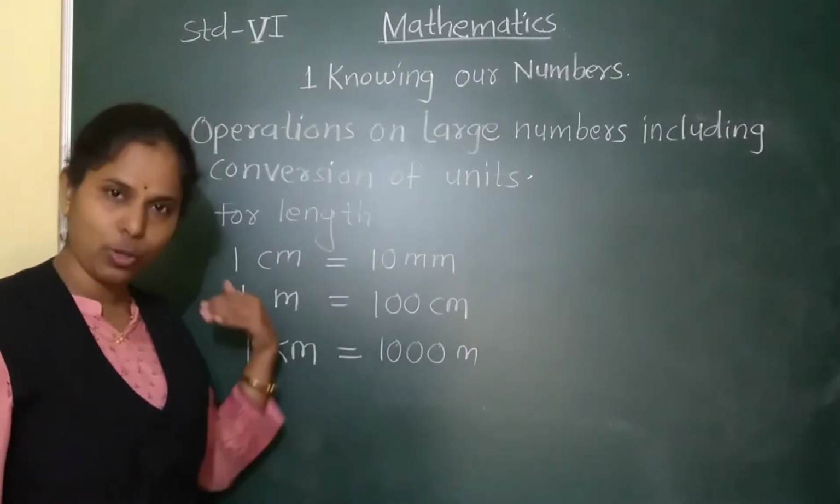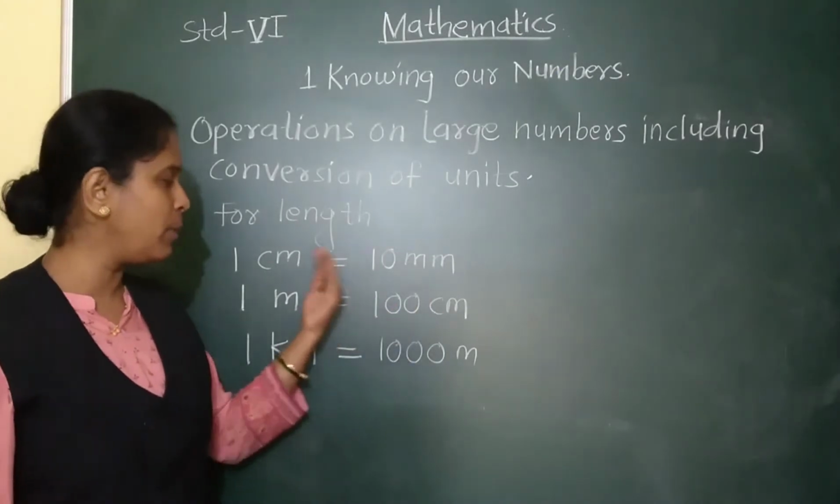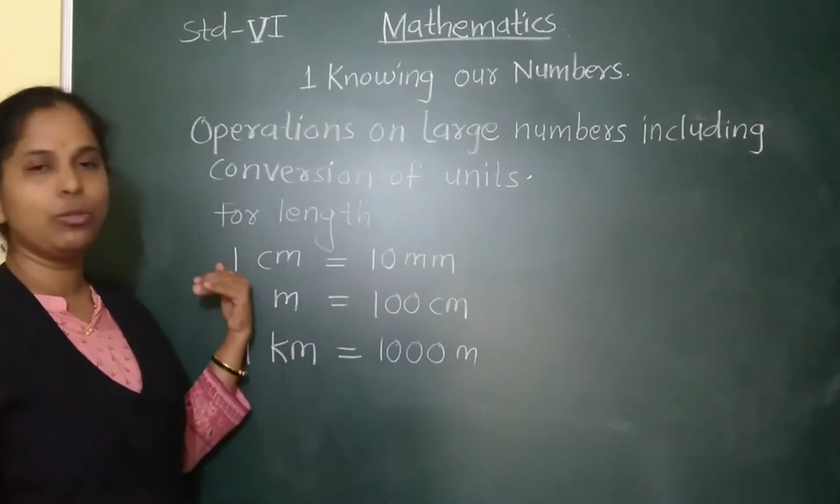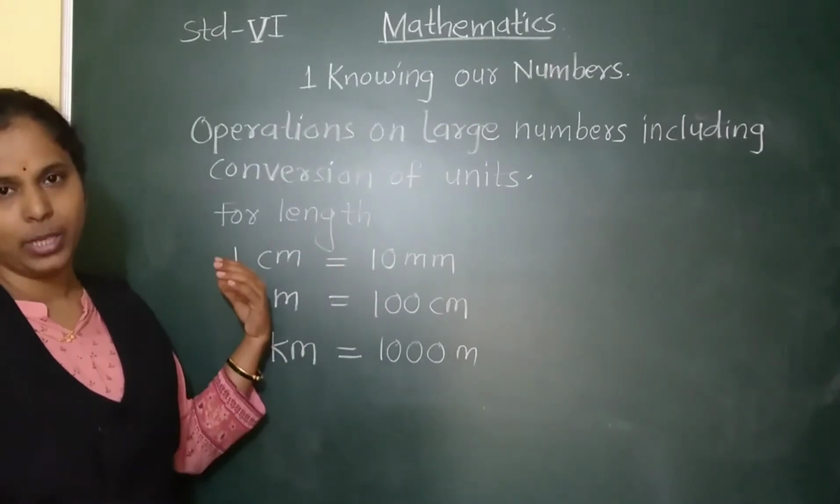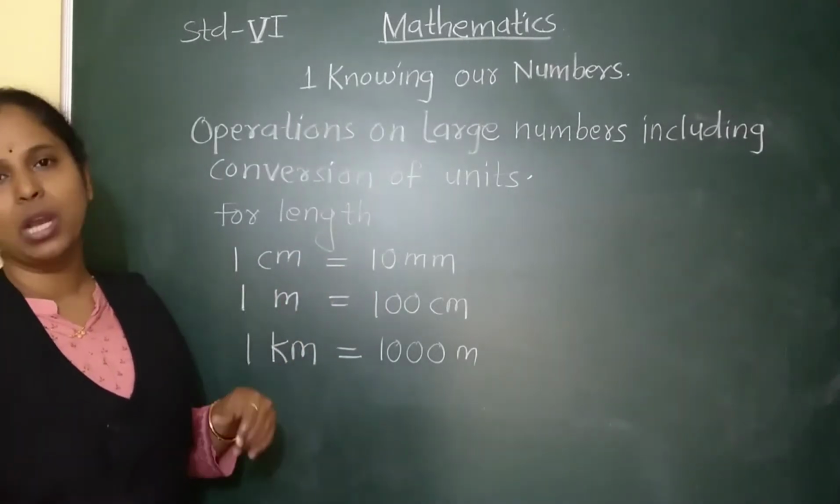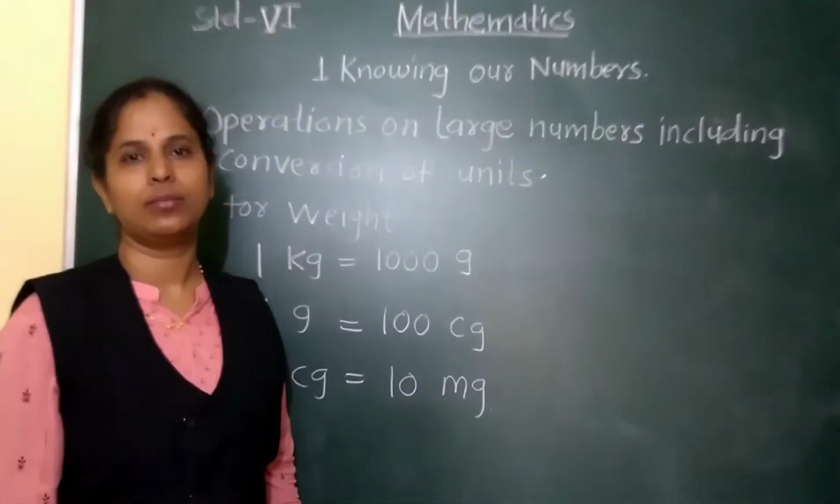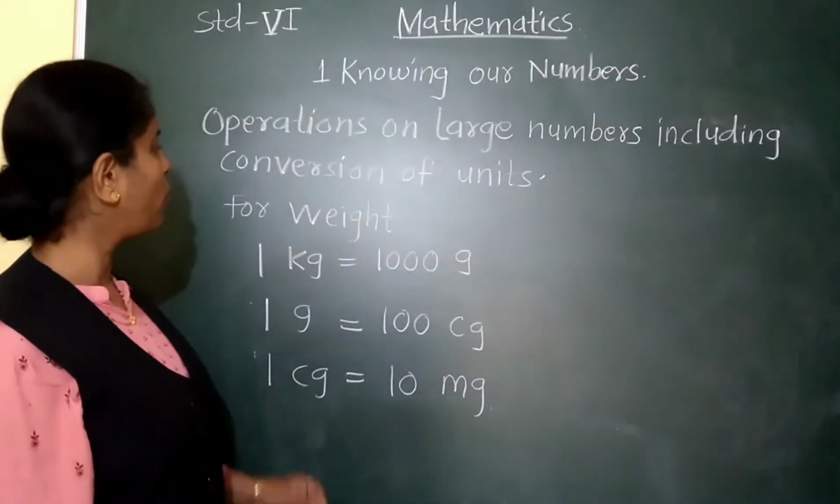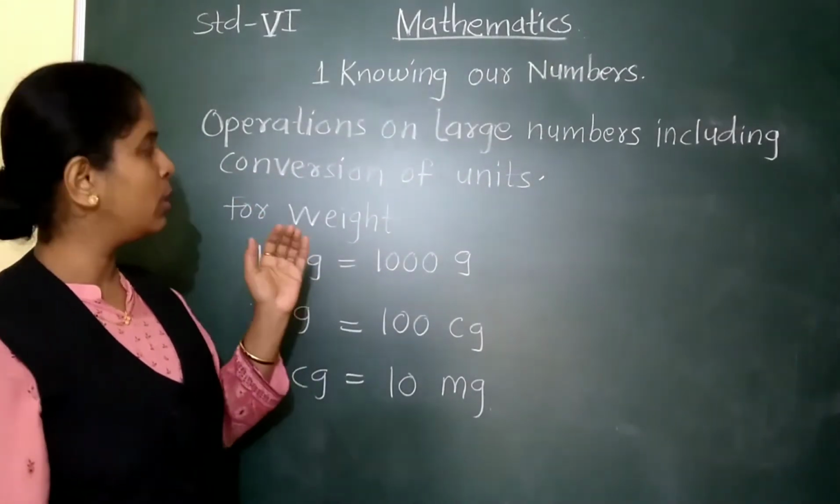Similarly, the opposite also we can do. From meter we can convert to kilometer, from centimeter to meter, from millimeter to centimeter, but this time we have to divide. Okay. In this way we can do the conversion of units. Now conversion of units for length we have learned. Okay, how to convert the units.